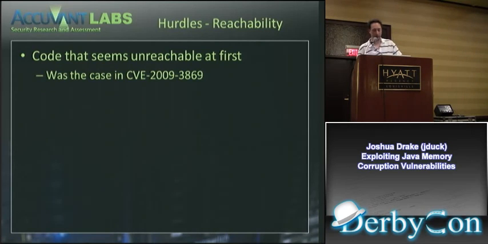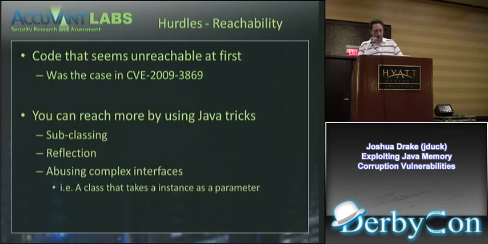So another hurdle is a lot of times some of the Java vulns that come out, like I said, don't have much information, and they may look like they're not exploitable or reachable in any way when you first look at them. CVE-2009-3869 is actually one of those cases. And it turns out that you can reach it.